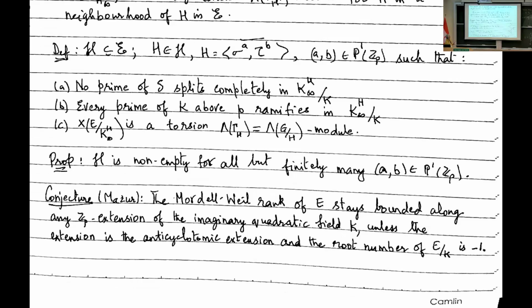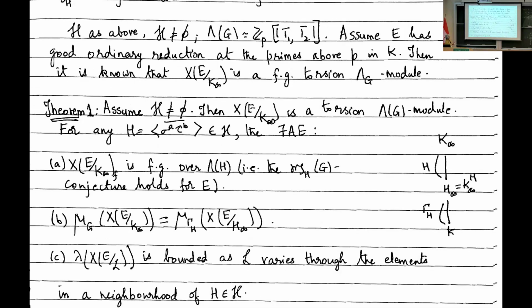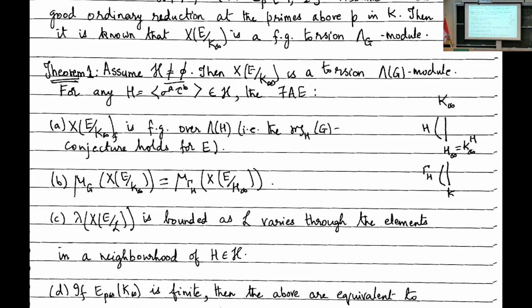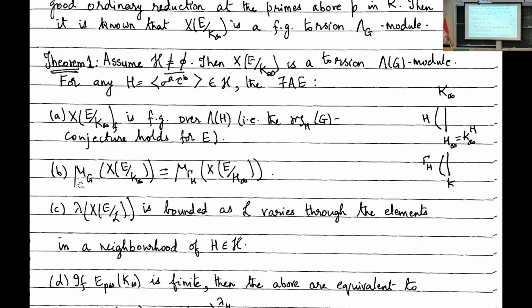That's a conjecture of Mazur, and our main result is this. So we assume that this family is non-empty, and I said that this is not a strong assumption. It is non-empty in a large number of cases. In fact, it's non-empty for all but finitely many points in P1(Zp). And then the following statements are equivalent. The MH(G) conjecture is true. That's the first statement.